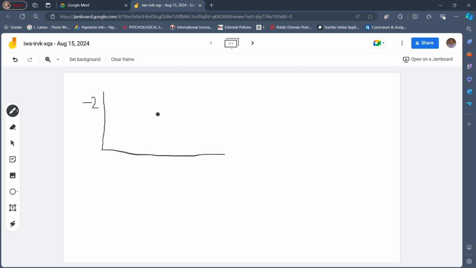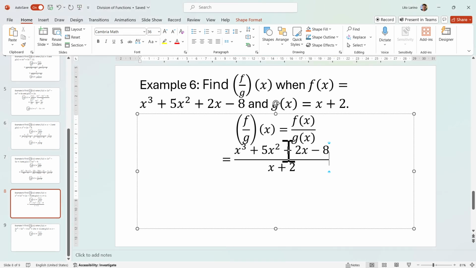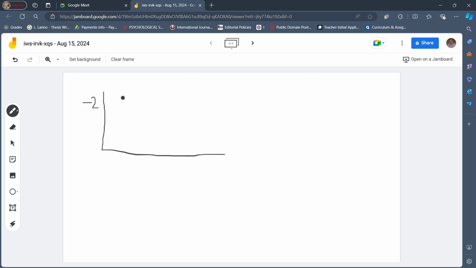And then we write down our numerical coefficients. Let's look first if we have a complete term: x cubed, x squared, x, and then the constant. There we have it. The coefficients are 1, 5, 2, and negative 8.